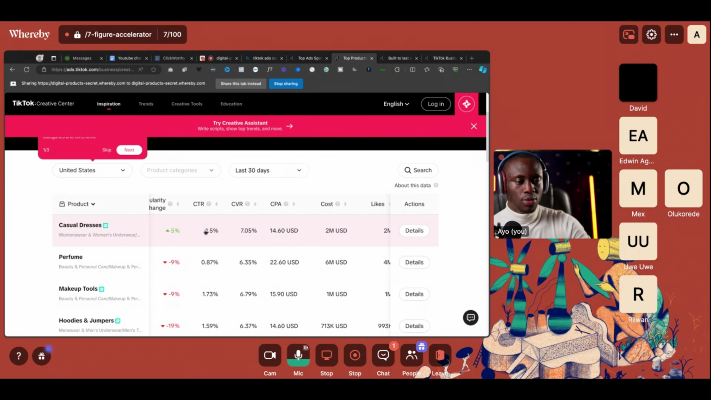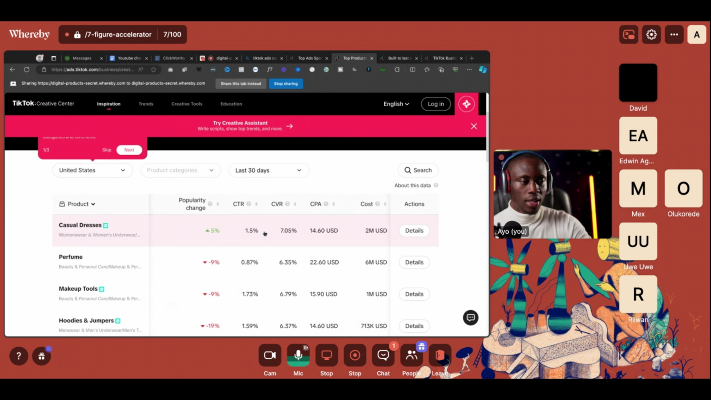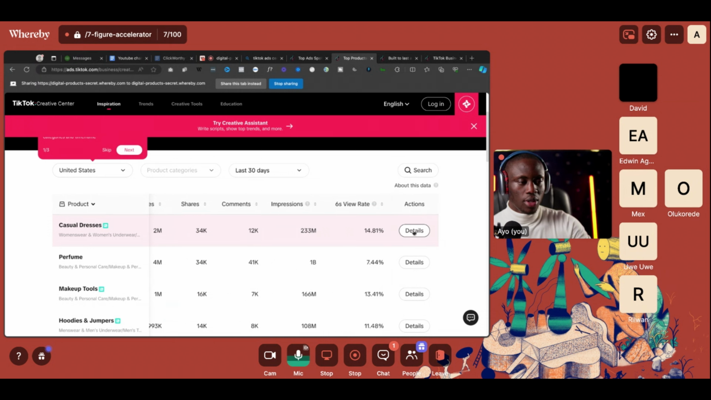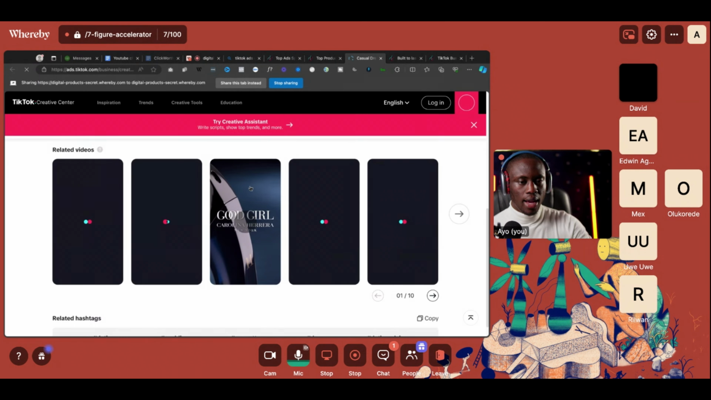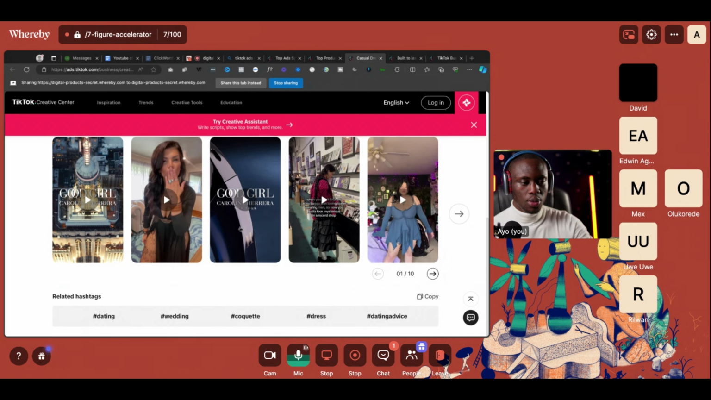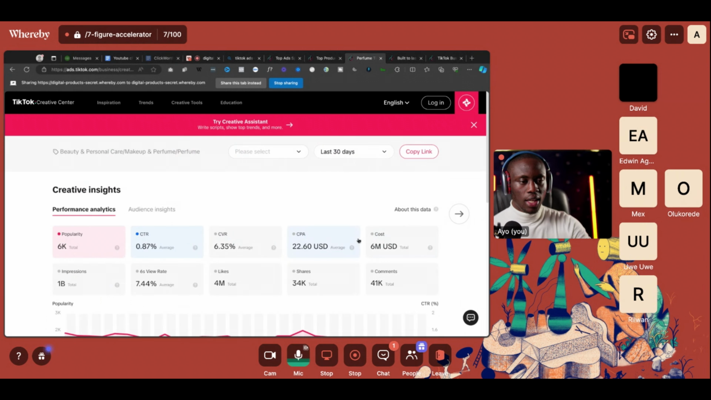Click through rate for the ads here is 1.5%. So this means this is something that's doing well. We can always check for more information about it. And these are videos, ads that are doing well in this space. These are also related hashtags. So by looking at what is working, it's very, very easy for you to model after what is working and create something similar.